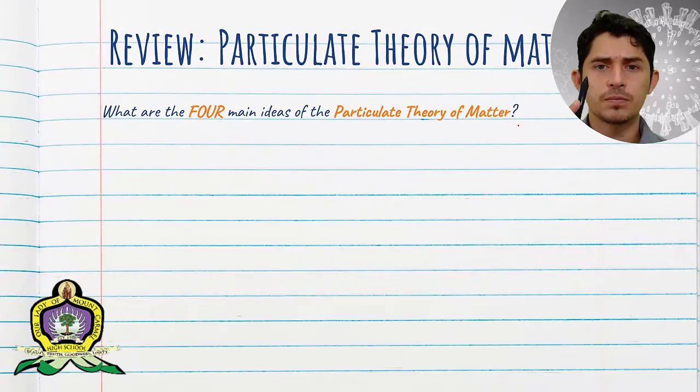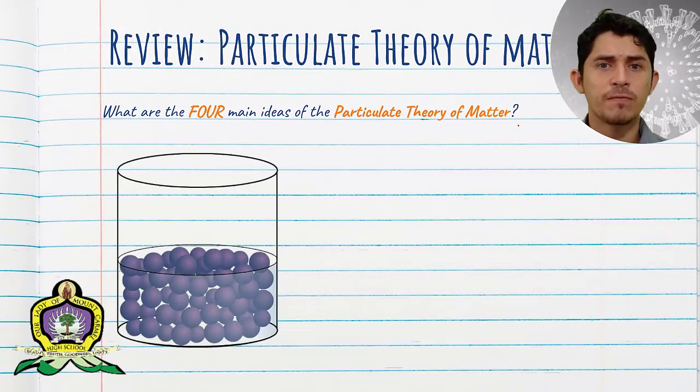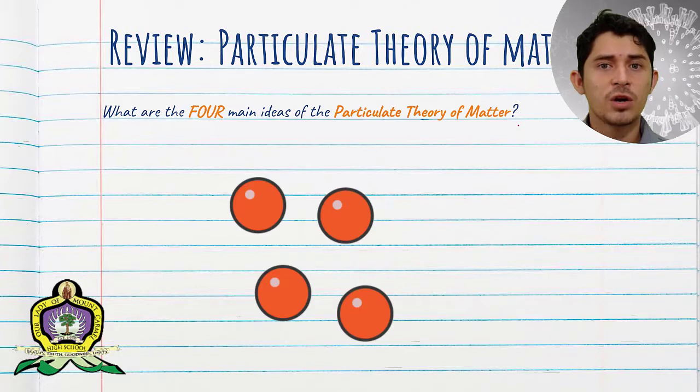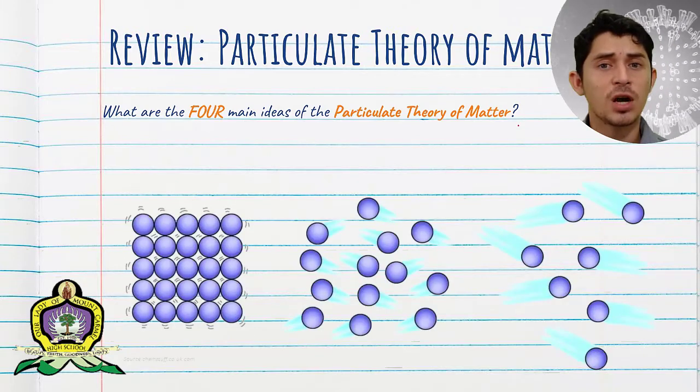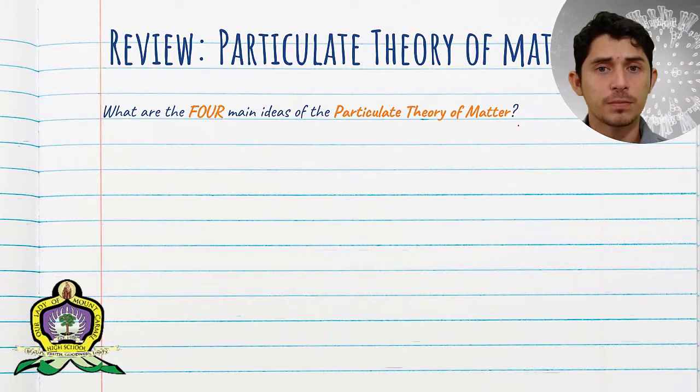First one, all matter is composed of particles. That is why it's called the particulate theory of matter. Number two, there are spaces between particles. Number three, there is attraction between particles. And number four, particles are in constant random motion.